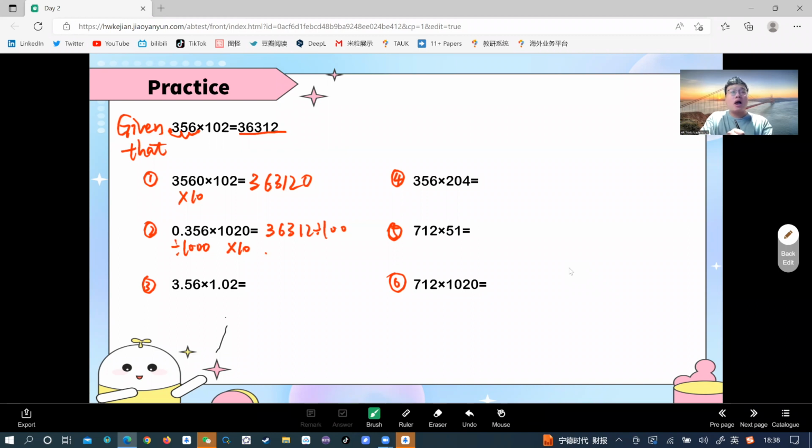So when we divide by 100, we're going to move that decimal point left by 2 digits. So that should be 363.12. Are we good, everyone? So far, so good? All right. So it's time to move on to the third one.